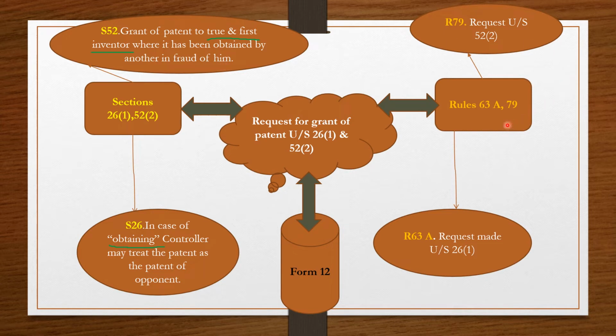Next, the relevant rules are rule 63A and rule 79, where rule 63A has the title request made under section 26 subsection 1 and rule 79 is request under section 52 subsection 2. Okay, I hope the whole slide is clear right now. So please try to remember this slide and set it in your mind so that whenever a question relevant to this comes, you can very well answer it. Okay friends, let us proceed.